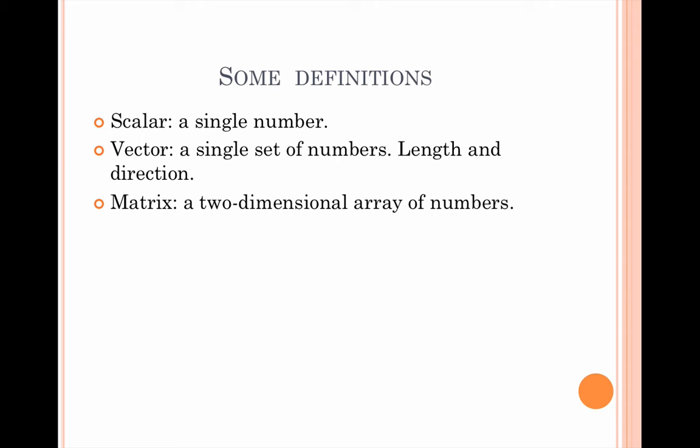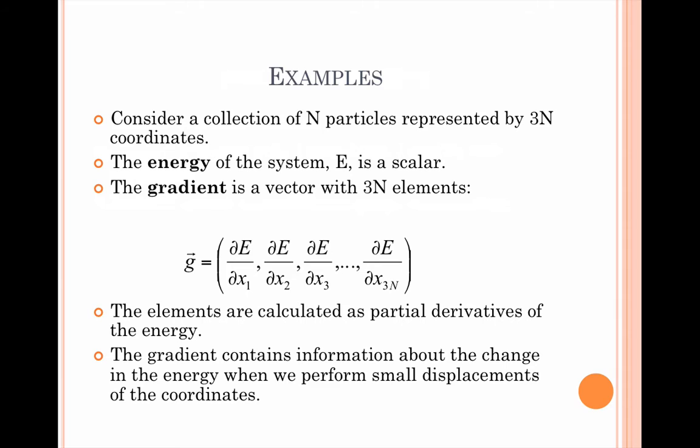When we talk about a vector, what we mean is a single set of numbers, and the vector here is characterized by its length and direction. And when we talk about a matrix, what we mean is a two-dimensional array of numbers. As an example, consider a collection of n particles represented by 3n coordinates, that is the x, y, and z coordinate for each of the particles.